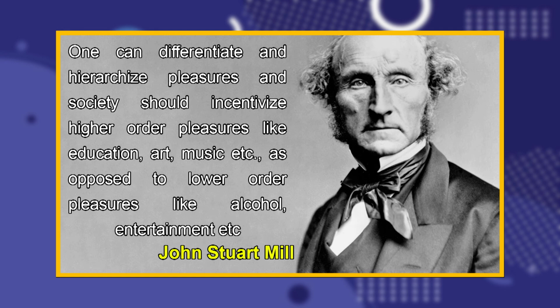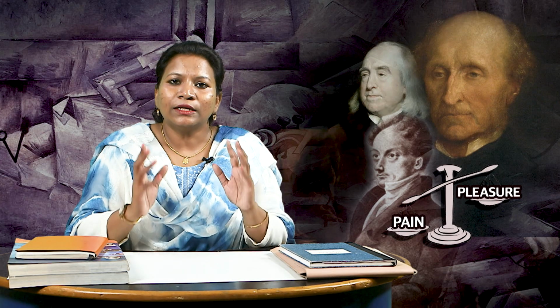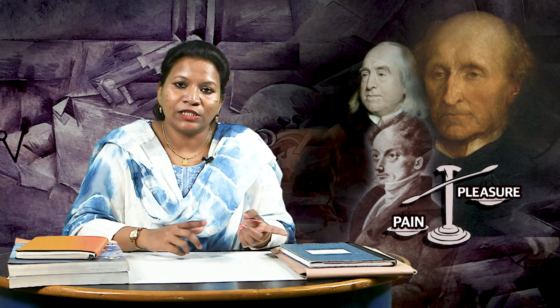Firstly, Mill argued that one can differentiate and hierarchize pleasures, and society should incentivize higher order pleasures like education, art, music, etc., as opposed to the lower order pleasures like alcohol, entertainment, etc. The learned elite of a society can, through their experience, determine which are the higher order pleasures and which are the lower order pleasures. Maximizing pleasures should be therefore done in a thoughtful manner, focusing on qualitatively better pleasures.